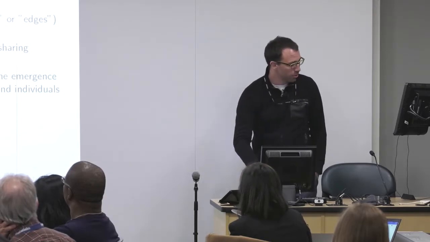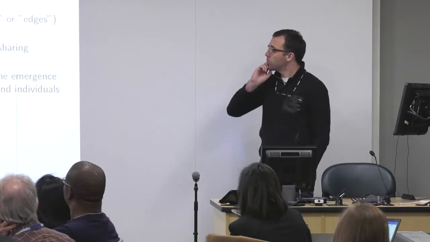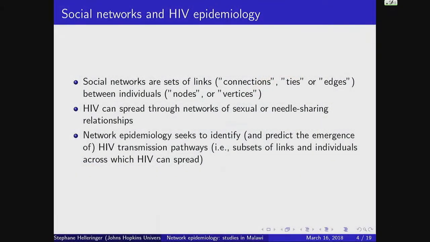So, a brief introduction, not to go again over what Justin presented: the networks we're interested in are social networks, which are made of links and individuals, or any other of those terms that we may use. We're interested in them because HIV can spread through them if the relations they contain include sexual relations or needle sharing, or more generally contacts that may spread HIV.